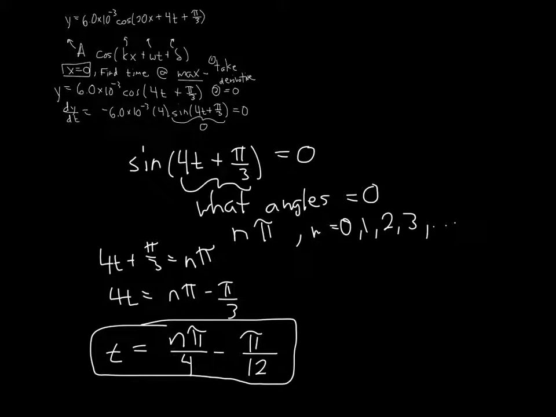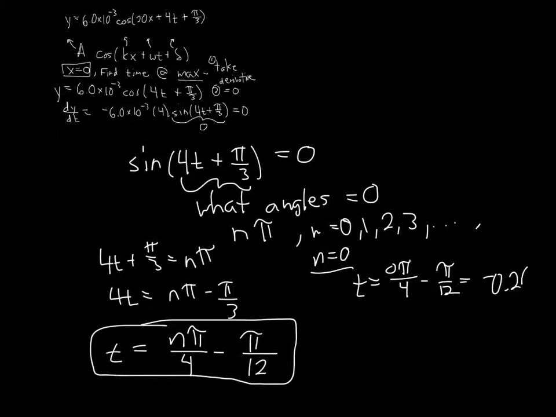So this gives us our general equation, and if we actually want to get some numbers out of this, we can plug in n is equal to 0. And when n is equal to 0, that's going to give us our first time when we have the maximum. So t is equal to 0 times pi divided by 4 minus pi over 12. And when you plug this into your calculator, you'll find that you get about negative 0.26. That's going to be seconds.